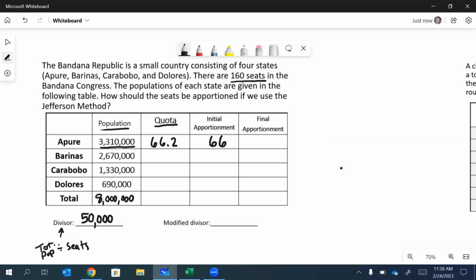Remember, cut off the decimal. Arenas, 2,670,000 divided by the divisor of 50,000 is 53.4. Again, cut off the decimal, that's 53. And then the next is 26.6. That's 26 seats. And then the smallest state, having under 1 million people, will have a quota of 13.8, and that's 13.